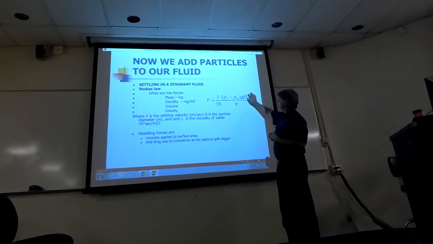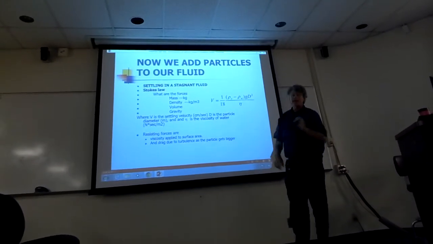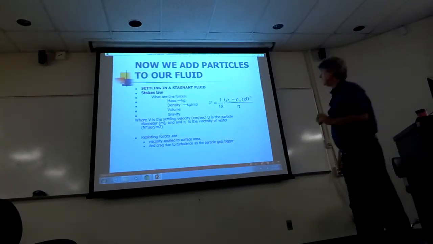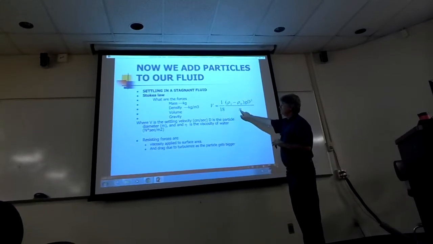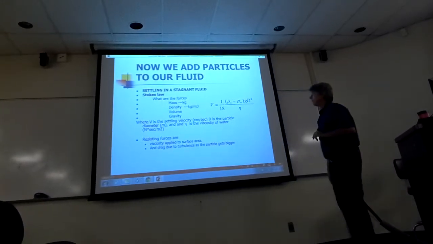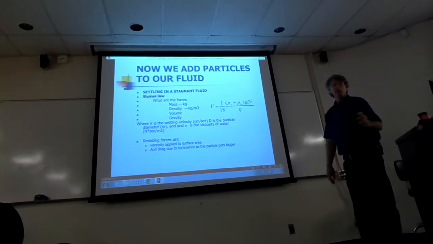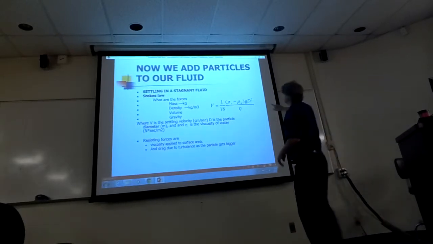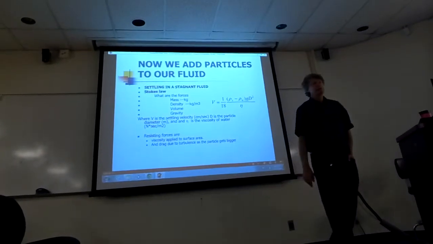Okay, this D is the density of the particle. D squared is the diameter of the particle squared, in meters. And this is the viscosity of water. Okay, this equation is fairly simple. You will probably have trouble with it at first because it gives you some really small numbers.